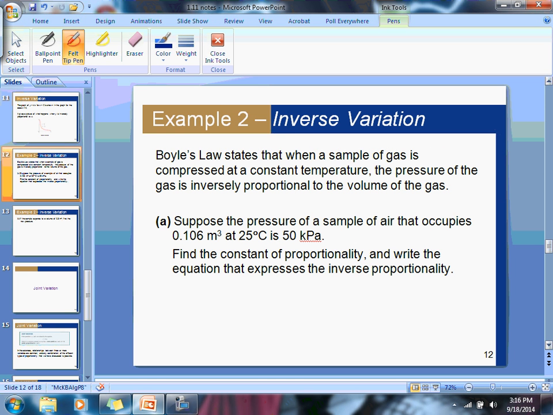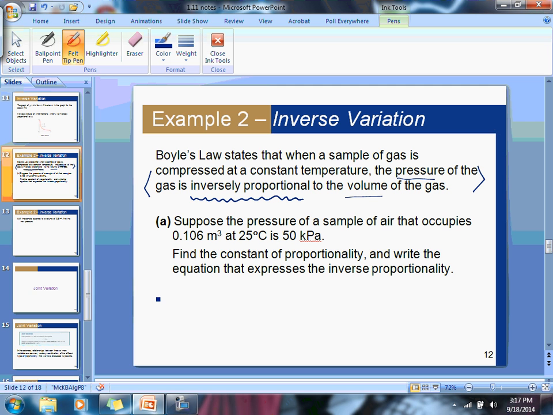Okay, so let's apply our inverse variation here in example 2. We have Boyle's law, and Boyle's law states that when a sample of gas is compressed at a constant temperature, the pressure of the gas is inversely proportional to the volume of the gas. So again, right here, these last couple of lines tell us the equation we're going to be using. The key words here are inversely proportional, so that tells us what kind of relationship we have. And then in front of that, it says the pressure of the gas is inversely proportional to the volume. So it's telling us what quantities are going to have that relationship.